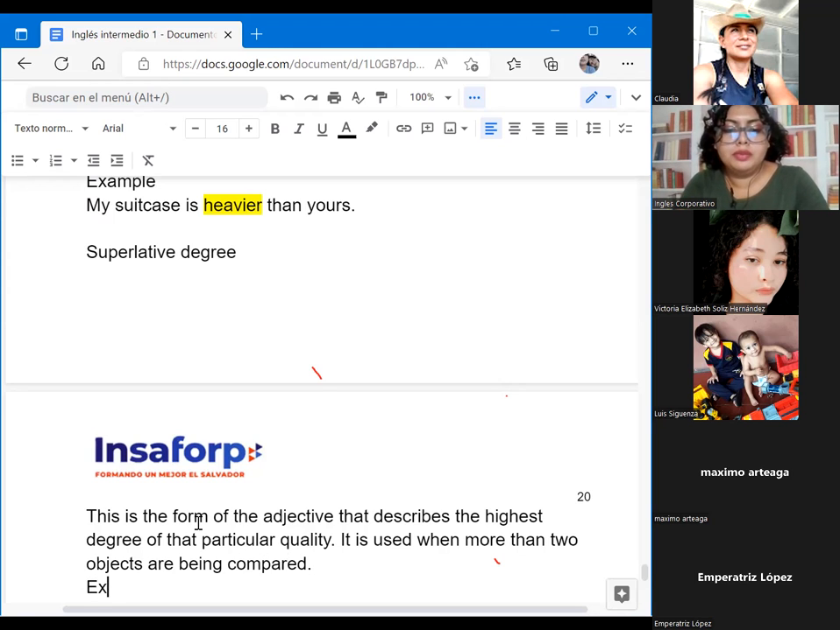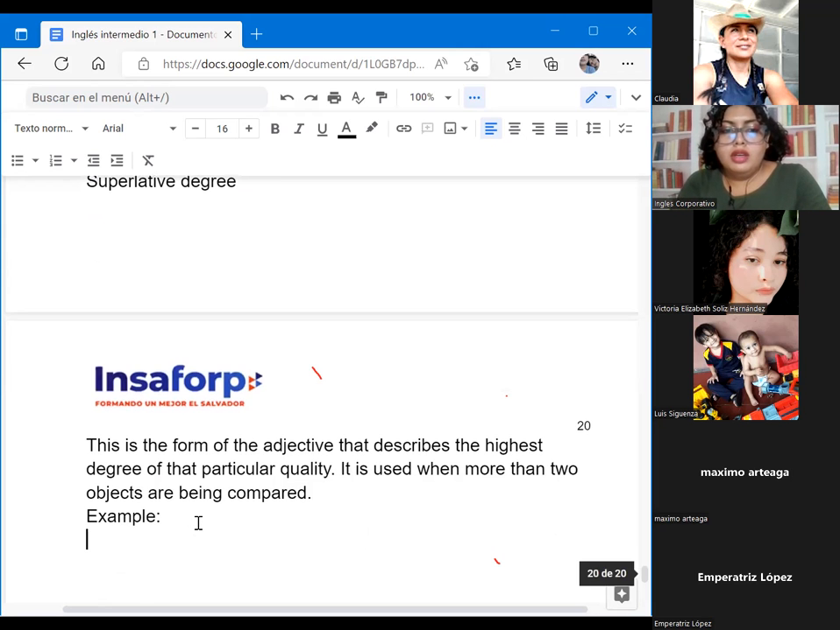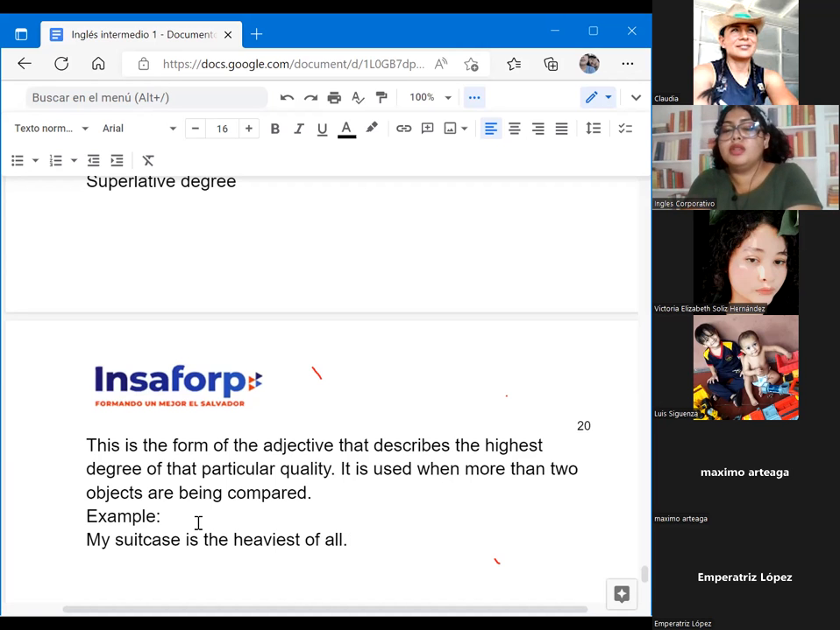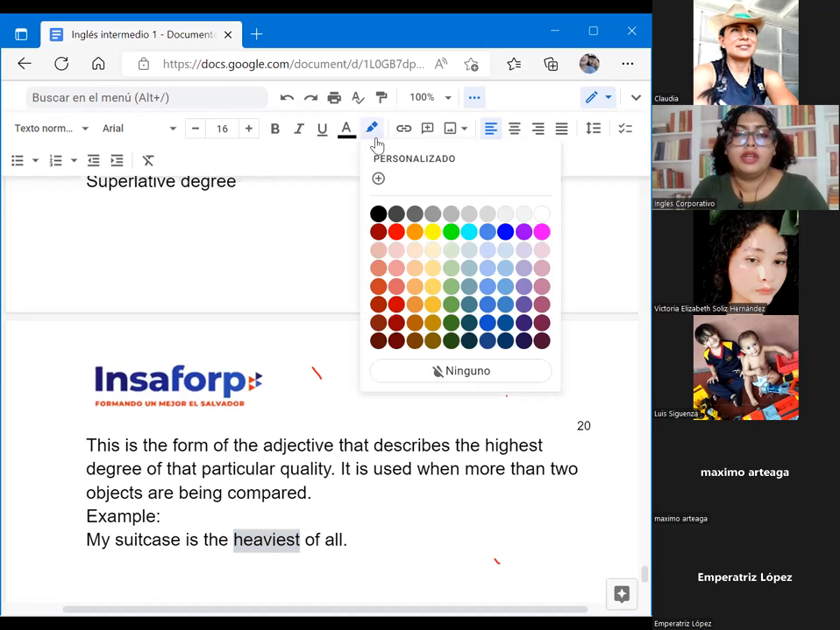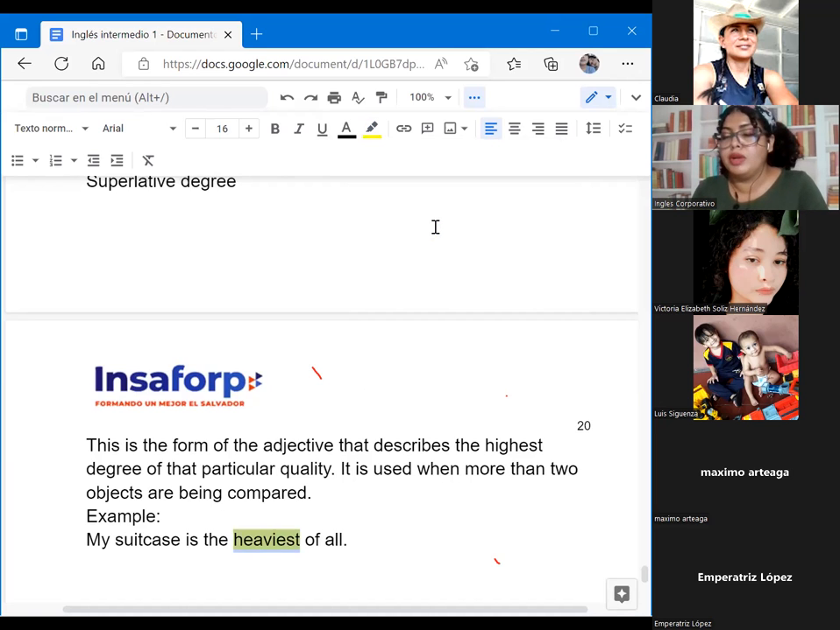And we have an example. It says, my suitcase is the heaviest of all. Aquí estamos diciendo que es el más pesado de todos. No hay ninguno que se le compare. And we have this form that is different from the others that we were using.